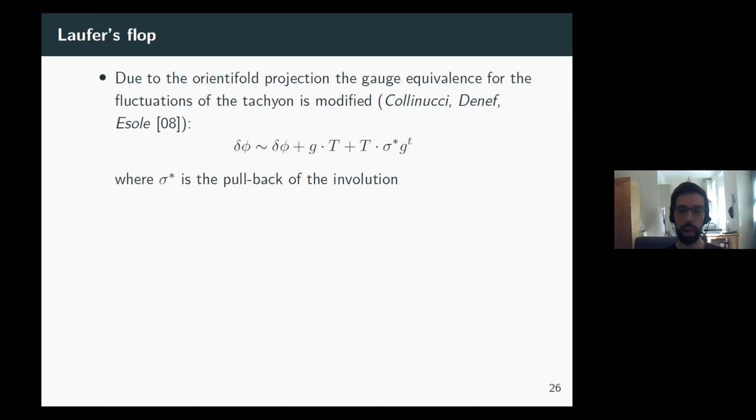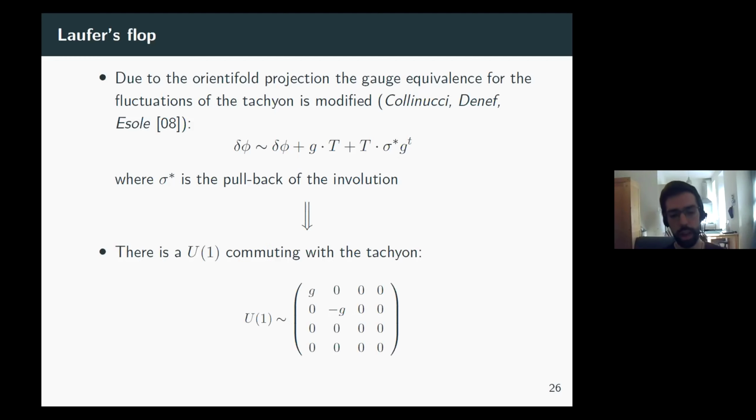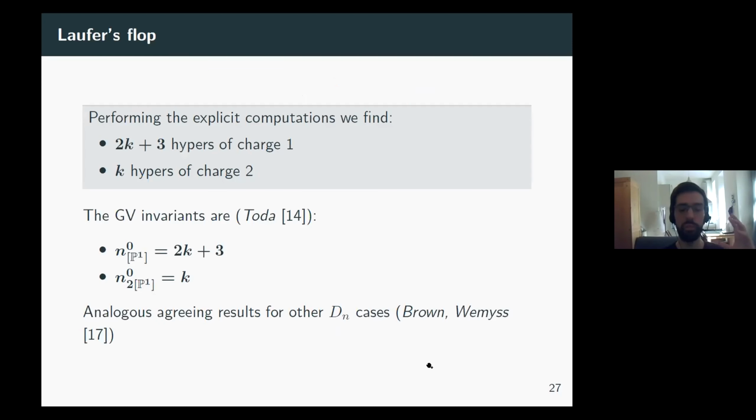Taking this fact into account, we find again that there is a U1 that commutes with the tachyon, given by this diagonal choice. Now, performing the explicit computations with the gauge symmetries that are left after picking out the U1, we find that there are 2k plus 3 hypers of charge 1 with respect to that U1 localized near the intersection point between the branes. And there are also k hypers of charge 2 with respect to the U1.